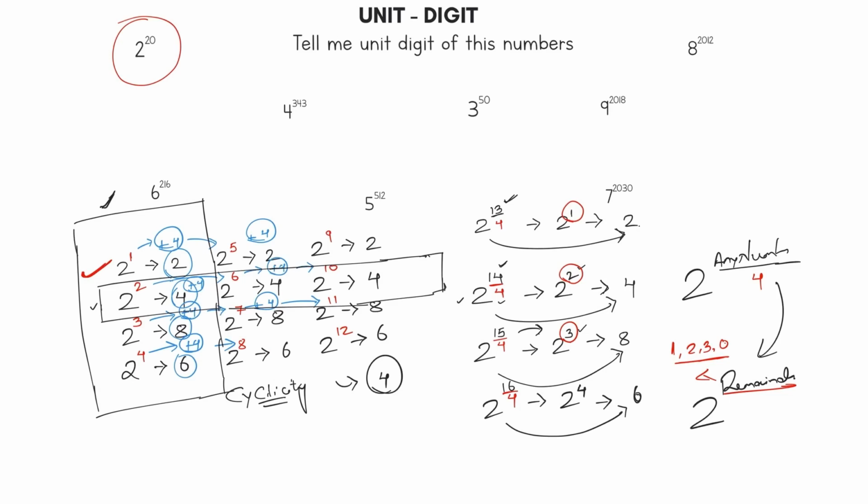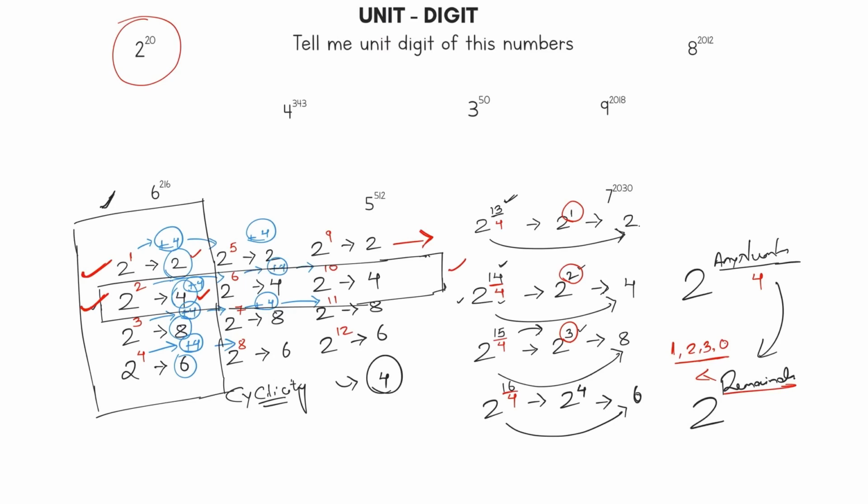It means it will come in this line, it will go in this line. Your number is in this line. So that's why the answer is 2. If you get 2 as a remainder, this is the answer. It will be in this line. So your answer here is 4. The unit digit of that number will be 4.